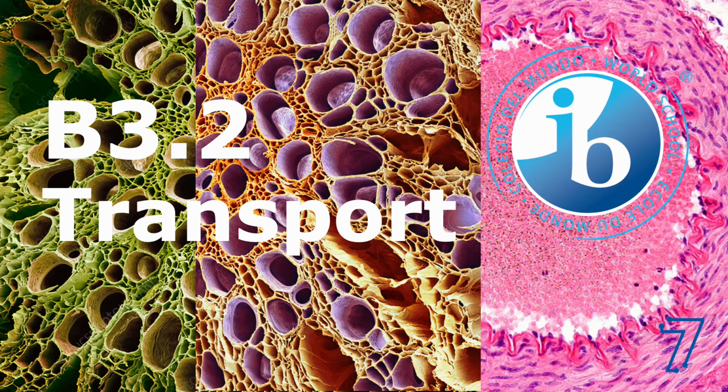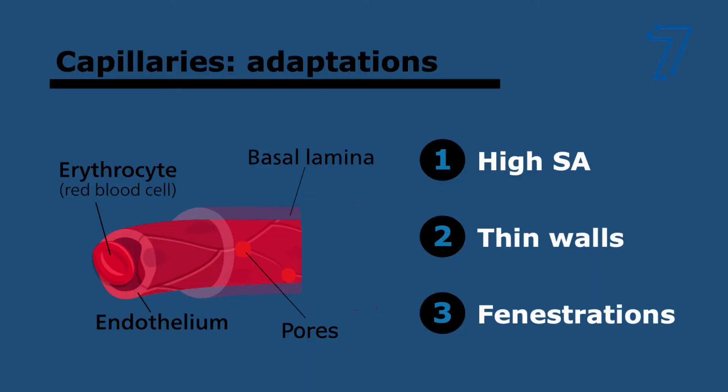Hello everyone and welcome to B3.2 in IB Biology, which is transport. Now let's get started. This topic is a bit confusing because there's a lot of different things, but we're mainly looking at the circulatory system in mammals and humans, and then also at plants and xylem and phloem. So let's get started. So first we're looking at capillaries.